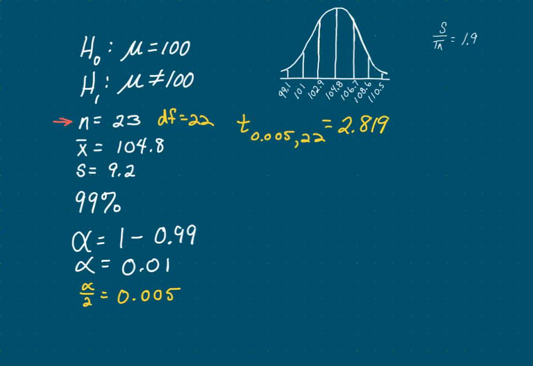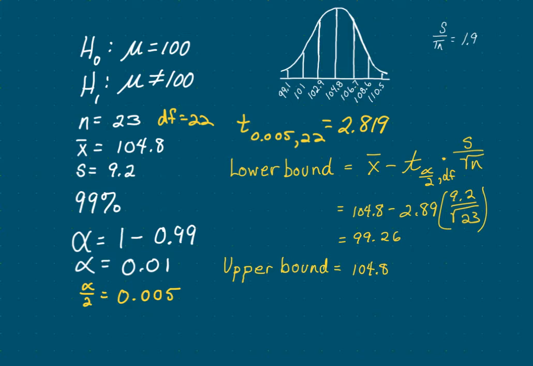But please remember, we do not go straight to the t-distribution with this value. Instead, we use this to determine the upper and lower bounds of our confidence interval. So our lower bound is equal to the mean of the sample minus the t-value we just computed times the standard deviation divided by the square root of n. And remember, for the upper bound, we just take the mean and we add the margin of error that we get by doing this multiplication.